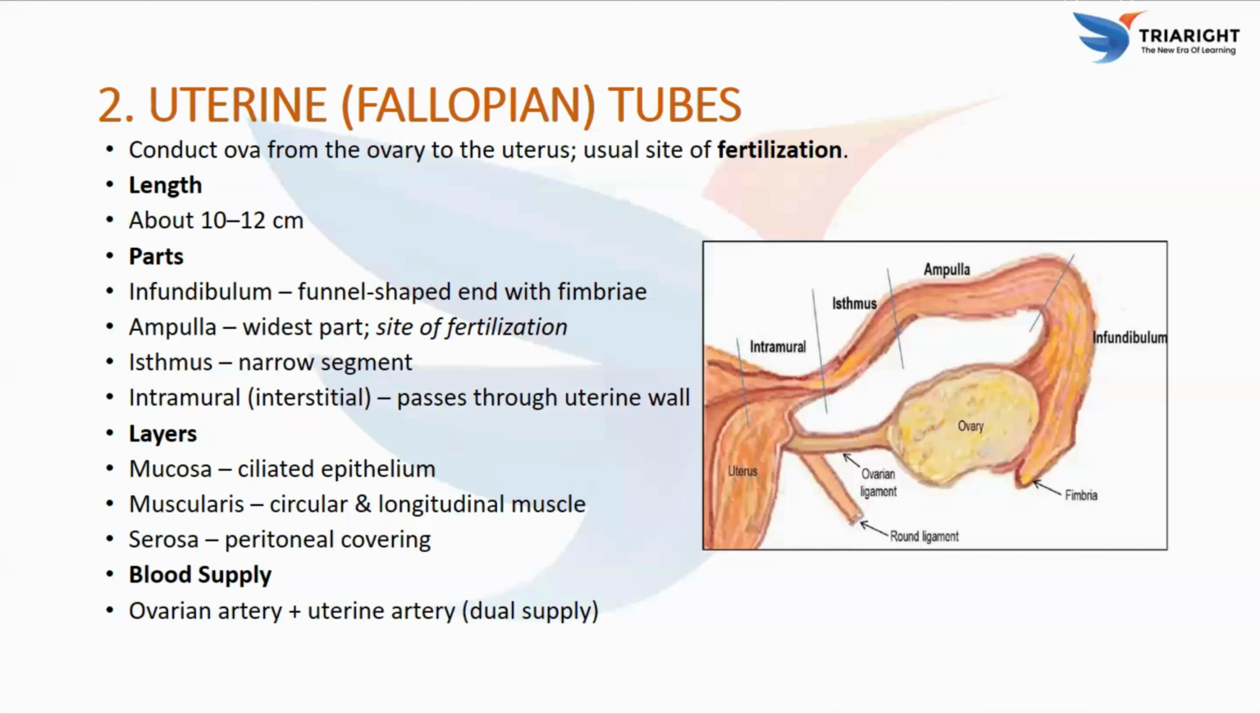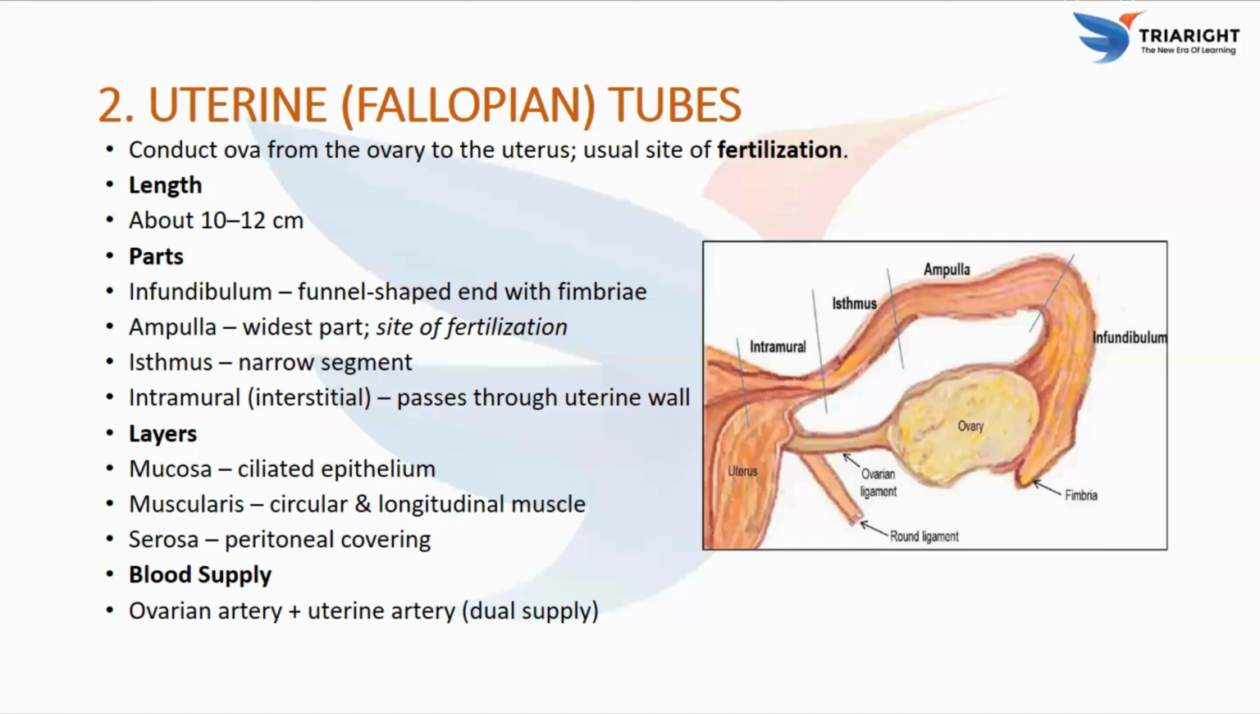The second part is the ampulla, which is the widest and longest part of the tube. This is the most important part because this is the site of fertilization. So mostly pregnancies begin here. And the next part is the isthmus. It is a narrow and straight segment. It connects the ampulla to the uterus. It has a strong muscle which helps to push the egg towards the uterus.